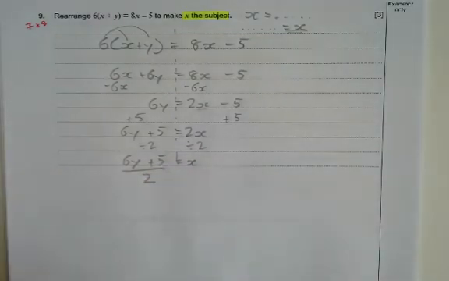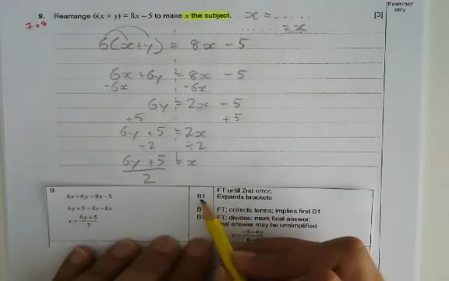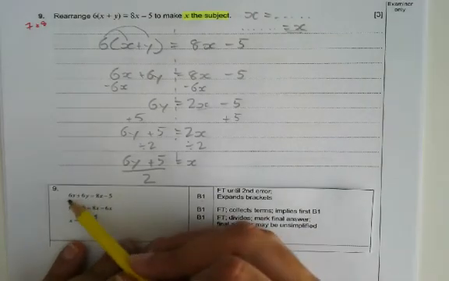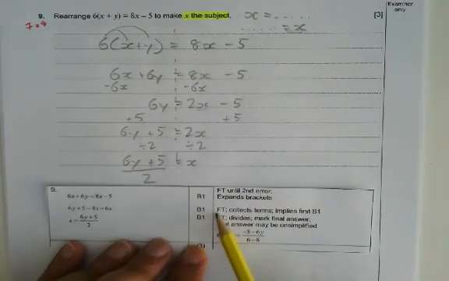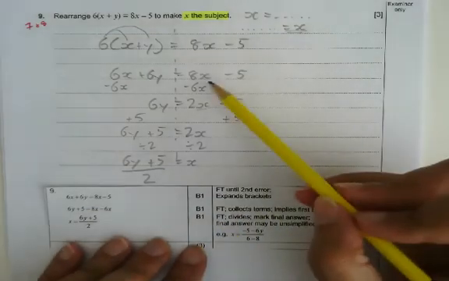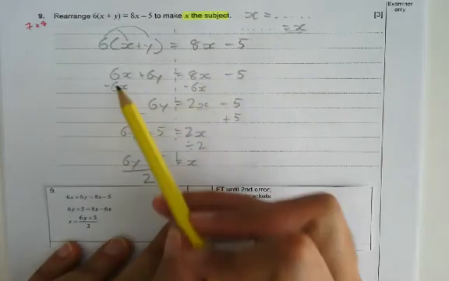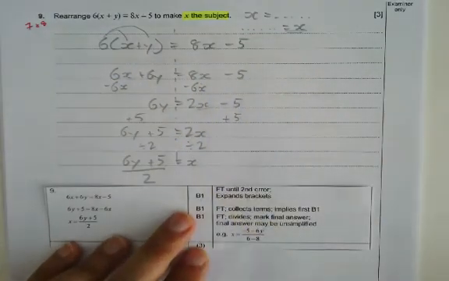Right, let's have a quick look at the mark scheme then for this question. So, first mark, expand the brackets. So we've got that 6x plus 6y equals 8x minus 5. Right, next part, collect terms. Now, that can be shown by any of these kind of steps. So when you get to this, there's loads of different things that can be shown to be collecting terms.